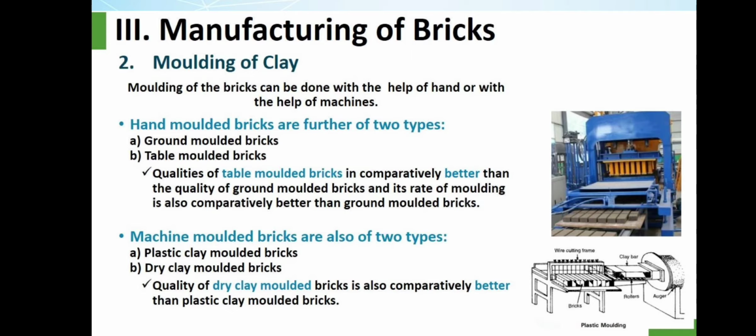Molding of the bricks can be done with the help of hand or with the help of machine. Hand molded bricks are further of two types: A. Ground molded bricks. B. Table molded bricks. Qualities of table molded bricks are comparatively better than the qualities of ground molded bricks, and its rate of molding is also comparatively better than ground molded brick.